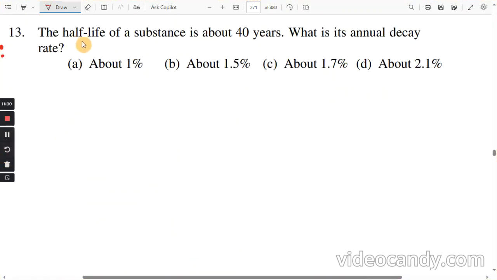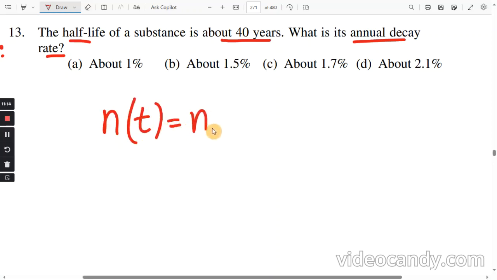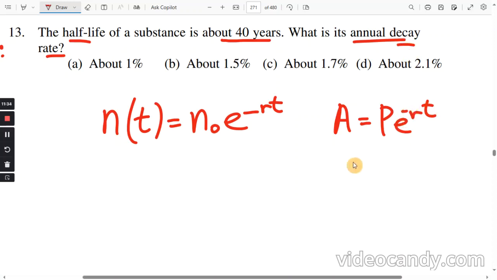Last one: half-life of a substance is about 40 years. What's the annual decay rate? All right, this is a population decay. That is going to be N of t equals N sub 0 e to the negative rt. If it were growth, it would be positive. And remember, this is still just the same as the banking formula, the investment formula, when it's compounded continuously. A equals Pert, except it's a decay, so it's negative rt. Same thing.